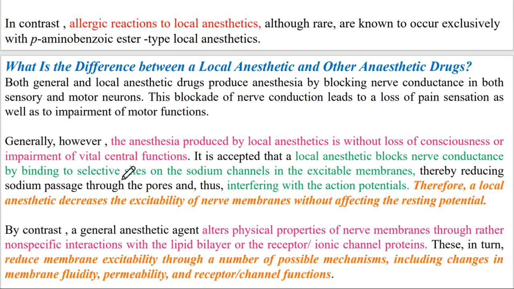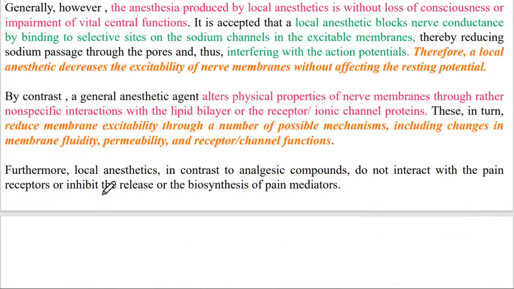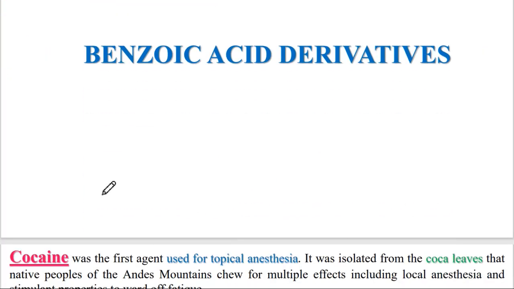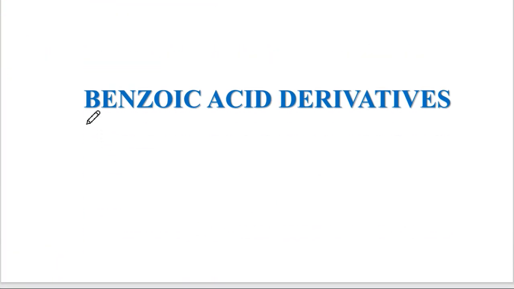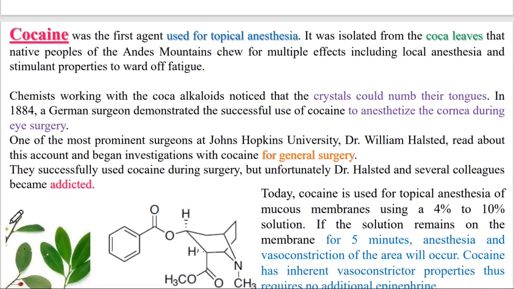Okay, then this is again for a reference slide: what are the differences between local anesthetics and other anesthetic drugs, okay, which you might have covered in your HAP. So we'll start with the again important topic, benzoic acid derivatives, the first class of local anesthetics. First drug is cocaine.